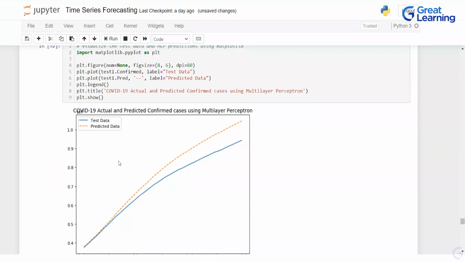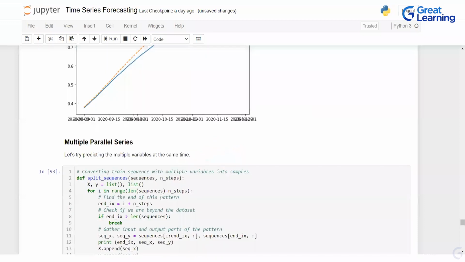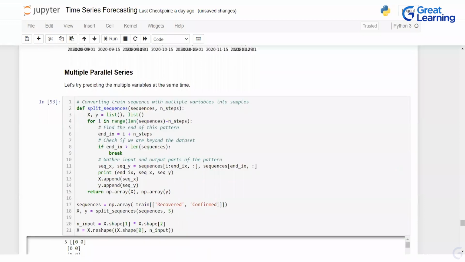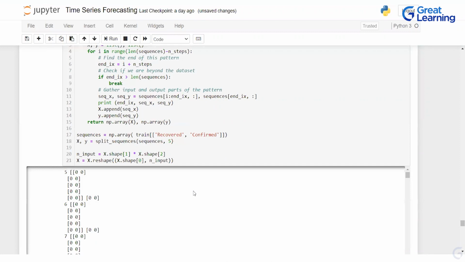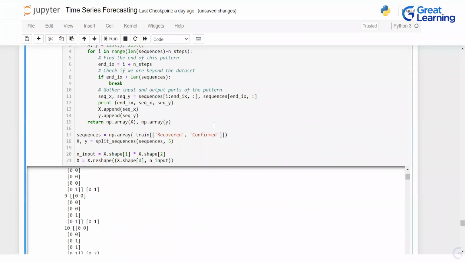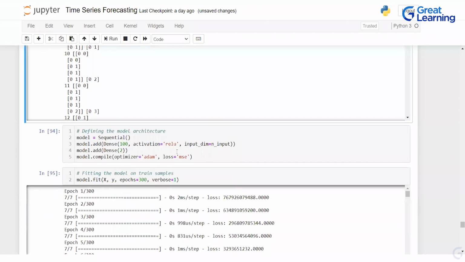Now, multiple parallel, this is your multivariate analysis or multivariate prediction that I'm going to do. I have not given confirmed T-1 and given over here. This is multiple parallel processing, converting train sequence with multiple variables. For both the variables, I'm converting it into multiple series, recovered and confirmed both, and then I will do the prediction for both recovered and confirmed.